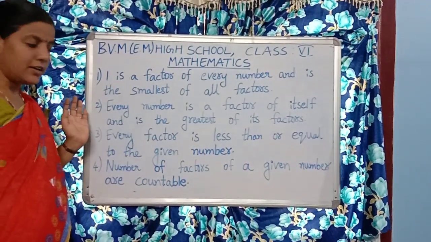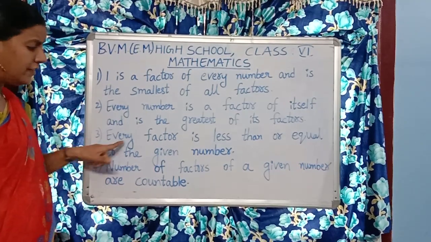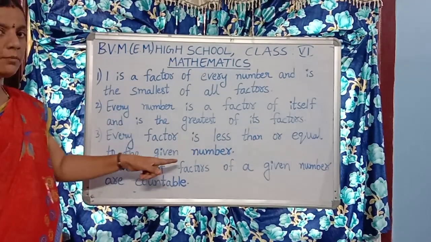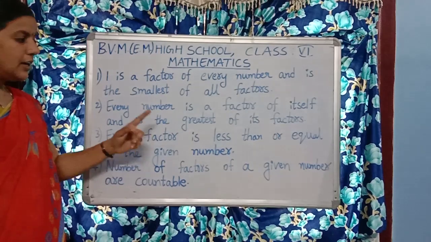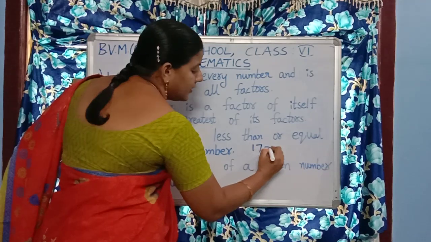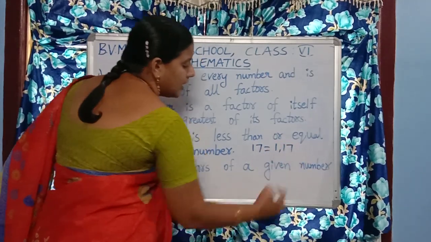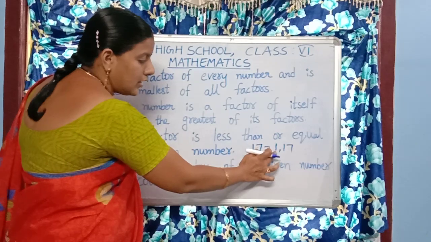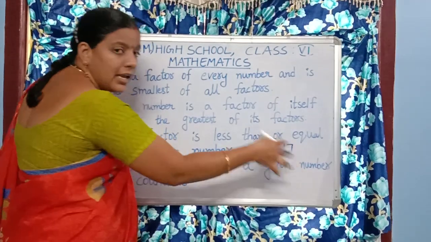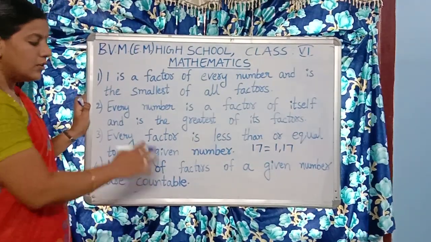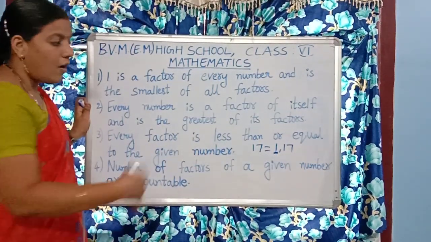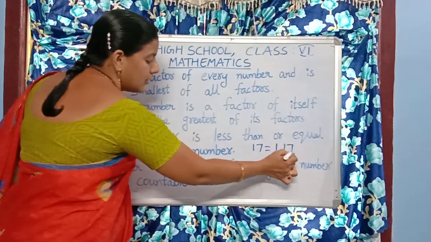1 is the smallest factor. Next, third one: every factor is less than or equal to the given number. Look, for 17, the factors are 1 and 17. Here, 1 is less than 17 and 17 is equal to 17. So every factor is less than or equal to the given number.